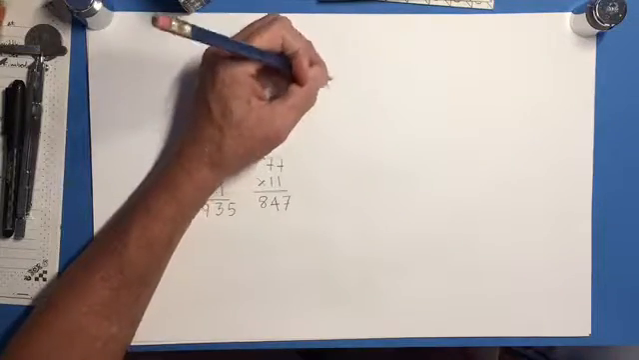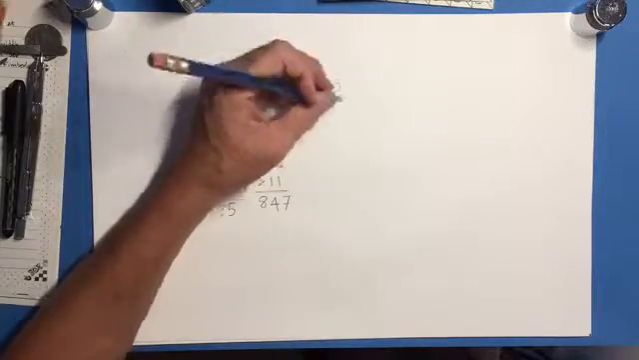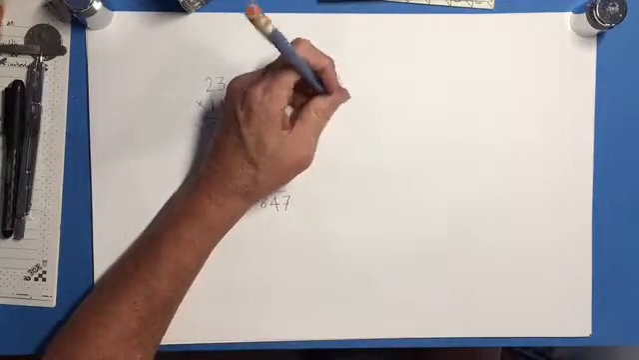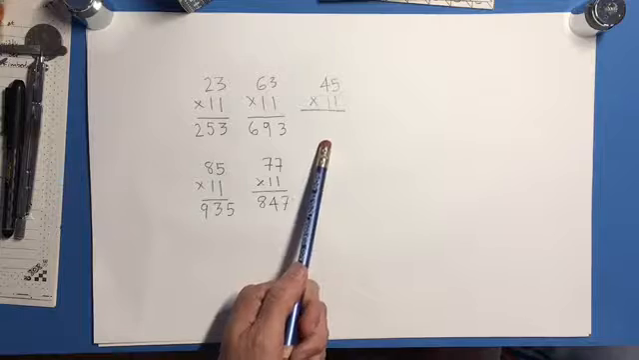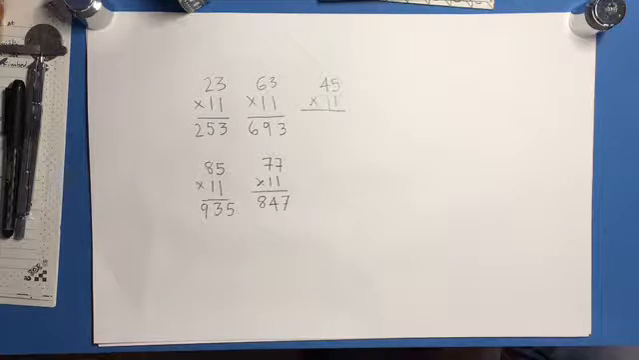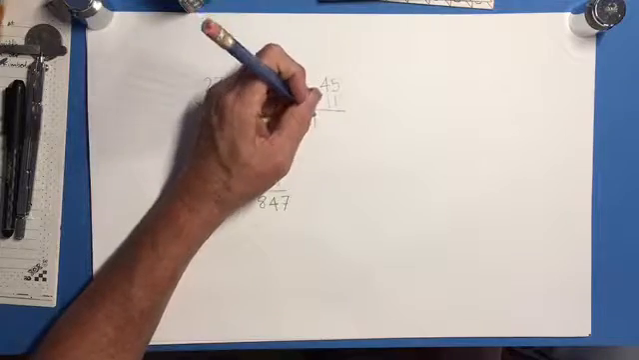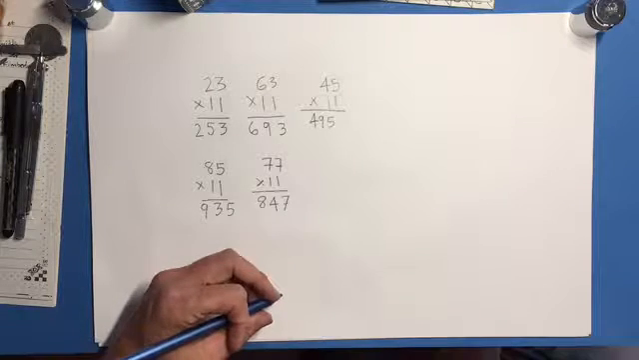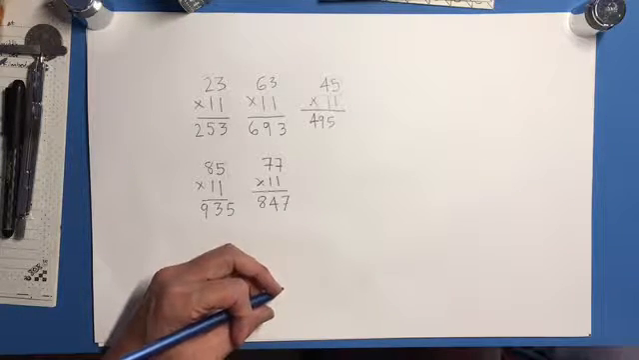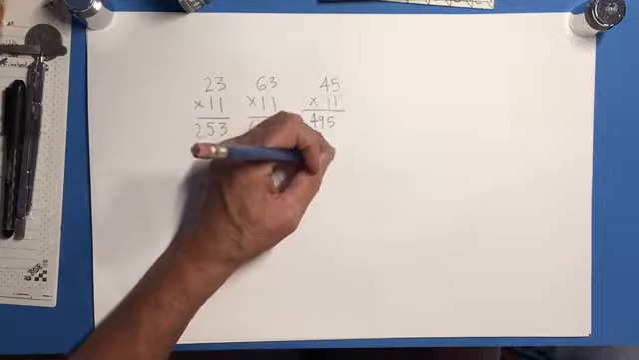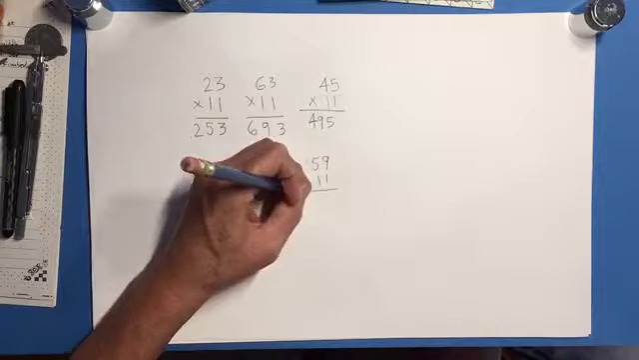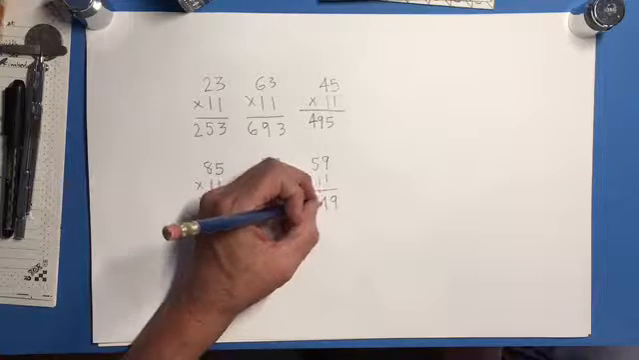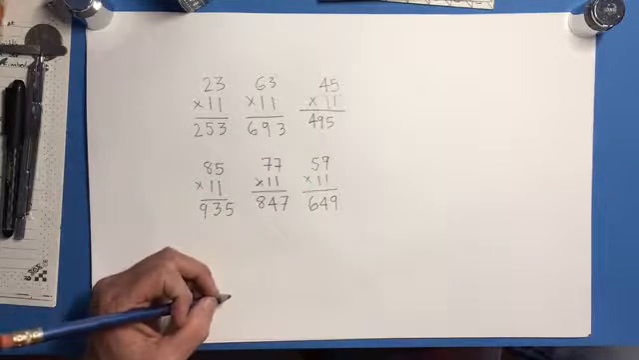Let's do 45 times 11. Go ahead and do that in your head right now and go. Did you say 495? I'll bet you did. Okay, let's try 59 times 11. Okay, go and do that one right now. Okay, that's going to be a 9. 5 and 9 is 14. Carry the 1. 649. All right.